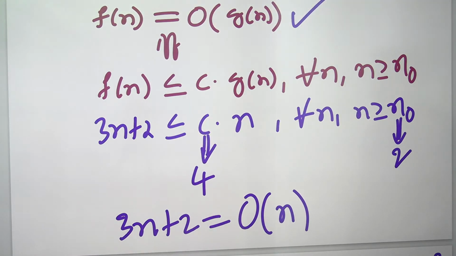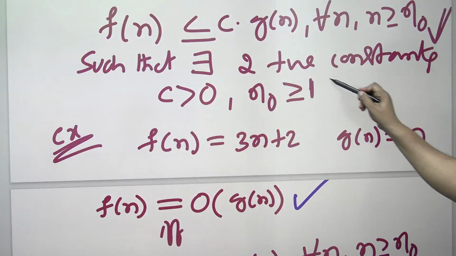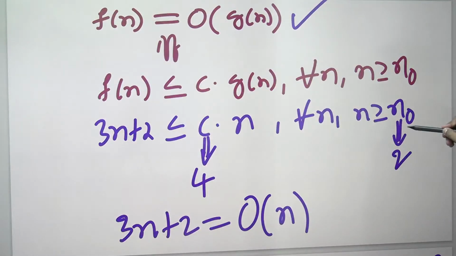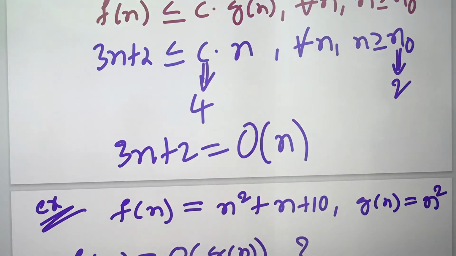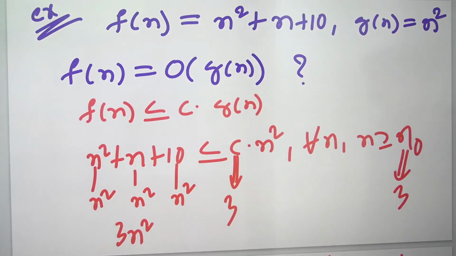If I start checking from 1 onwards, according to the definition the minimum n0 is 1. Checking from 1 onwards, at 2 it is working out. So finally 3n plus 2 is big O of n, because I am able to satisfy the definition. Now to get more clarity, I took one more example: f of n is n square plus n plus 10, and g of n is n square.